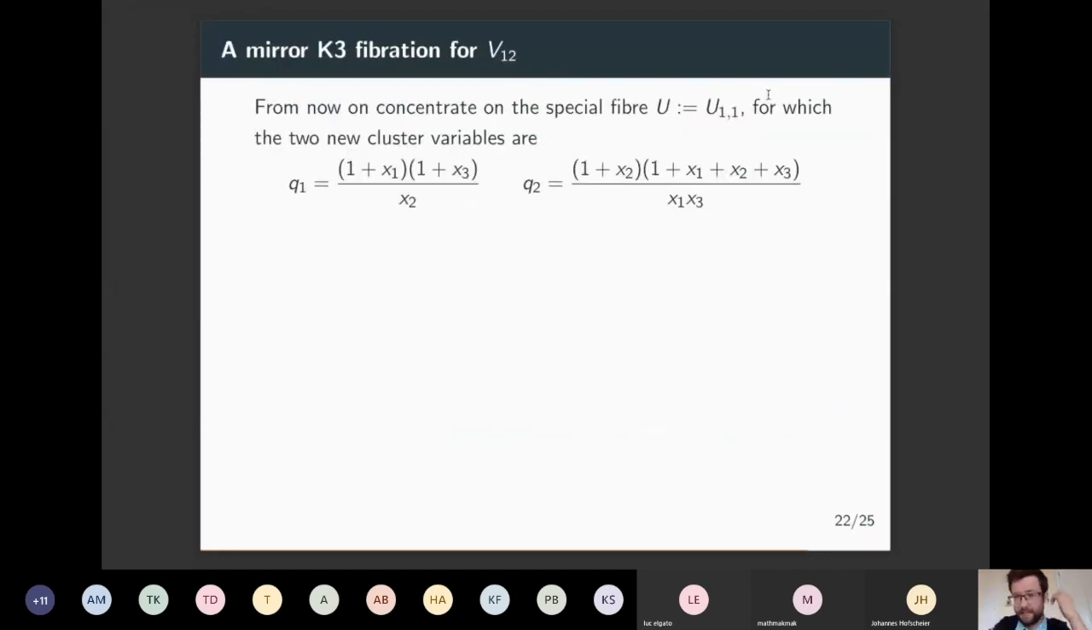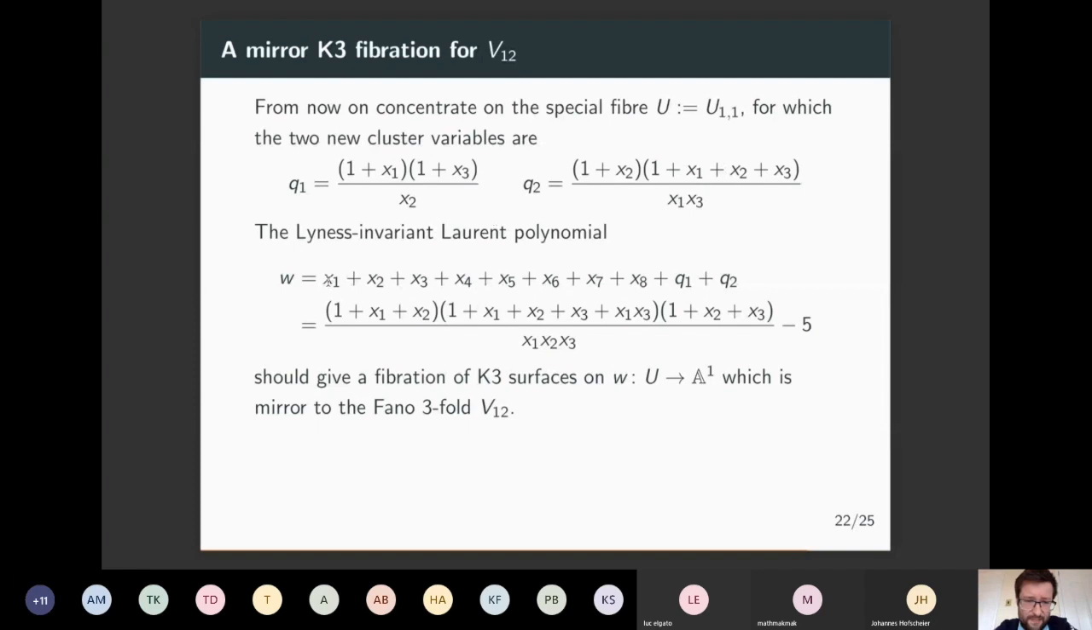And let me just finally end with some words about mirror symmetry here. So if I concentrate on the very special fiber, the most degenerate one, for which the cluster variables that I have to add in to get this cluster structure are Q1 and Q2, so they have this form here, then if I sum the x1 up to x8, and I sum these 2 variables that I had to add in to find the rest of the exchange graph, then this polynomial turns out to be a mirror Laurent polynomial to the Fano variety, the Fano threefold V12.